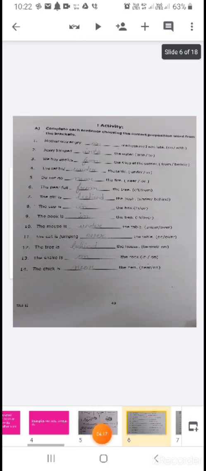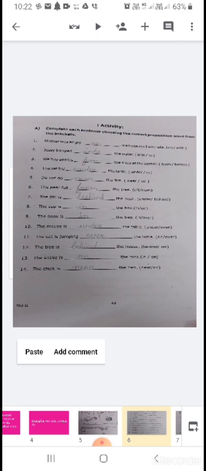Now see the next. There is an activity. In the given brackets there are two words. You have to find out the word which is correct for the sentence, so find the correct prepositions. First: mother was angry dash me because I was late. From on and with, you have to find out. Mother was angry with me because I was late.